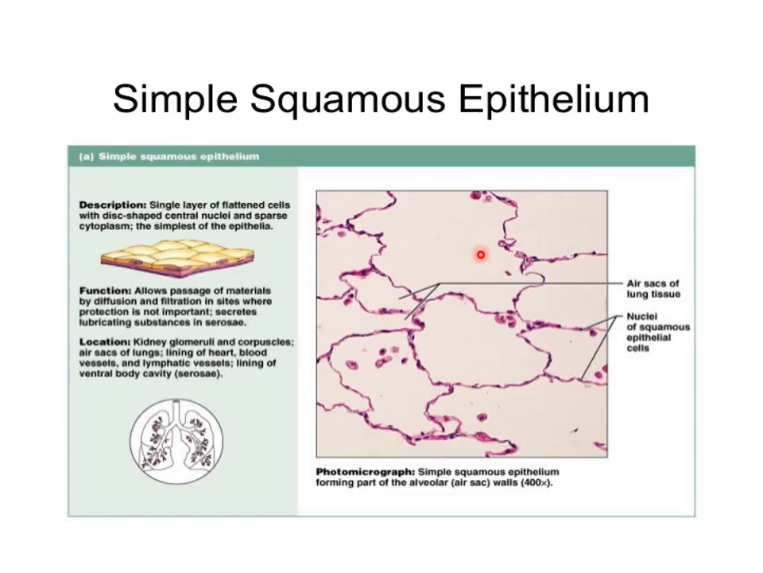Now another photomicrograph showing you the simple squamous epithelia of the lung alveoli, and this is also called the pavement epithelium, and its function is to allow the passage of materials by diffusion and filtration, and it protects the important organs. It also forms the mesothelium.